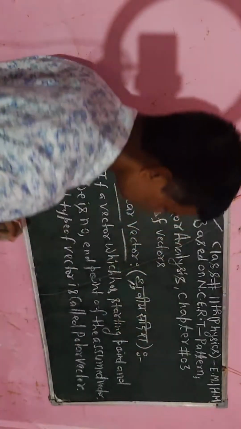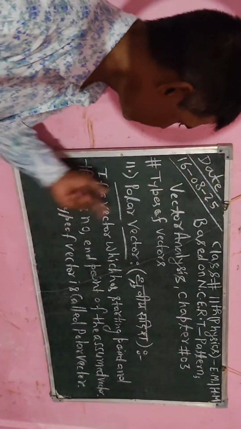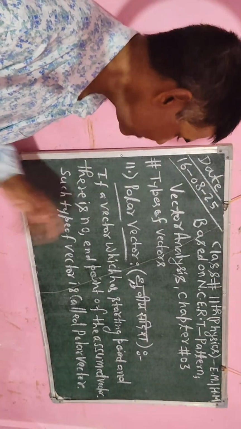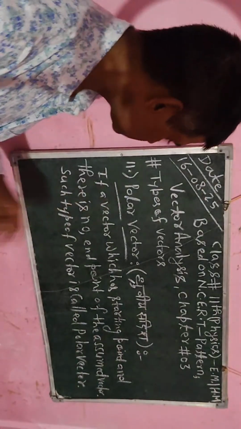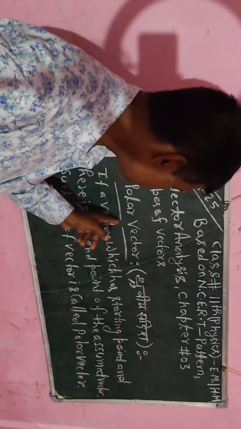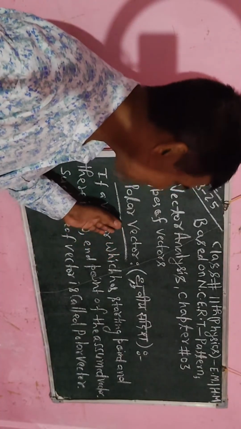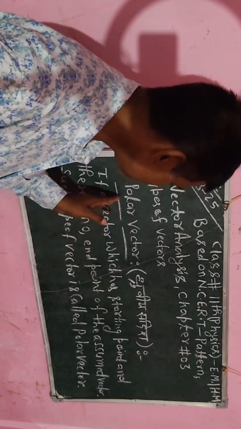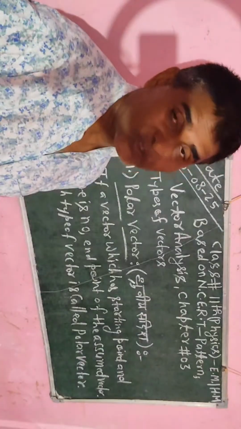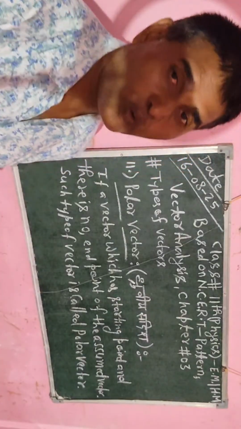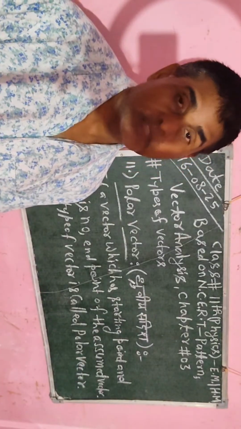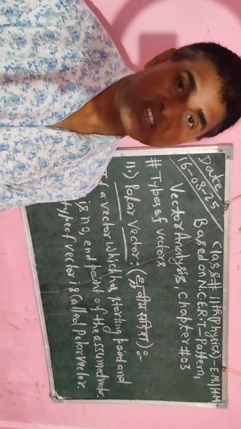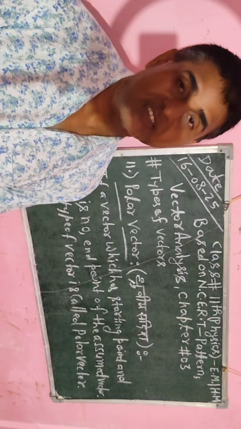So this is the required concept of the polar vector. I have already explained, that is I have already described. So polar vector also has the Hindi meaning ध्रुवीय सदिश. Now in polar vector, already I have explained, here a vector which has a starting point but that vector has no end point, such type of vector I can say is the polar vector.